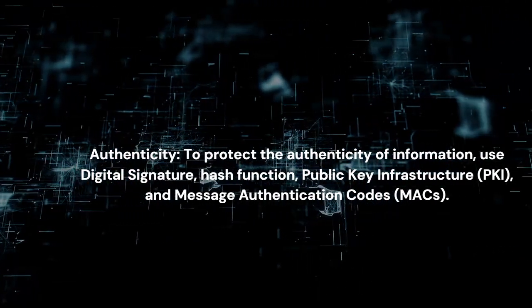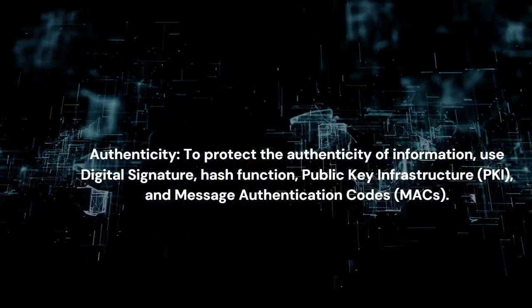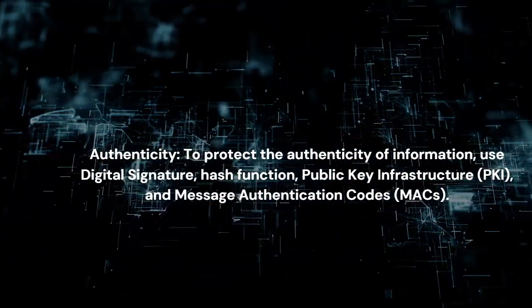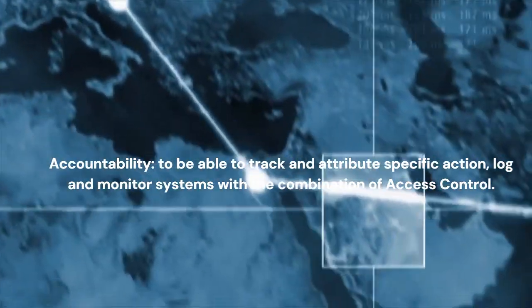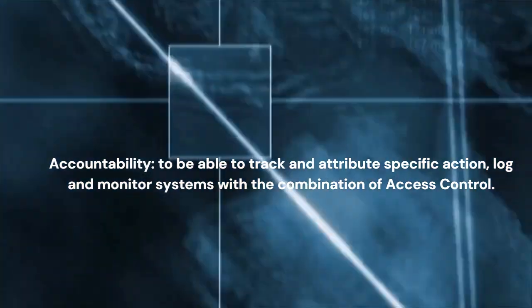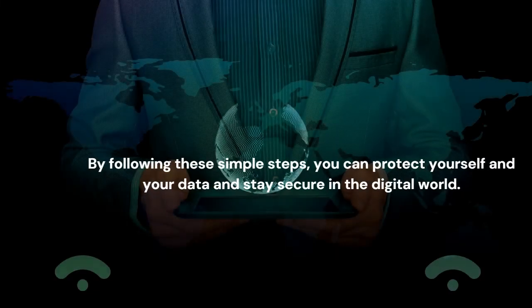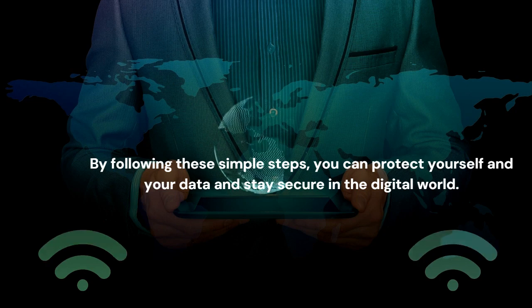Authenticity. To protect the authenticity of information, use digital signature, hash function, public key infrastructure (PKI), and Message Authentication Codes (MACs). Accountability. To be able to track and attribute specific action, log and monitor systems with a combination of access control. By following these simple steps, you can protect yourself and your data and stay secure in the digital world.